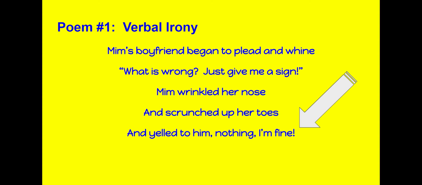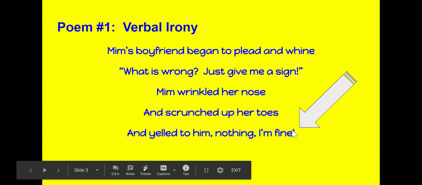So I wrote a limerick. Mim's boyfriend began to plead and whine. What is wrong? Just give me a sign. Mim wrinkled her nose and scrunched up her toes and yelled to him, nothing, I'm fine. So clearly that is verbal irony, and I have a big arrow pointing to the verbal irony because she is not fine. That is the opposite of what she means.